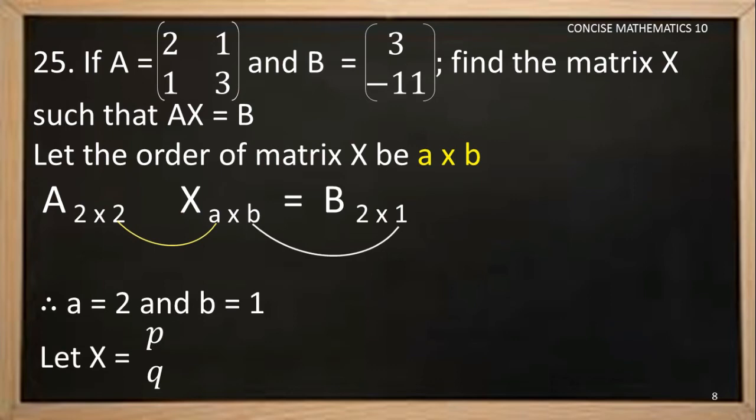So let us assume the elements of matrix X as p, q of the order 2 by 1, 2 rows, 1 column. Matrix A is given in the question. Matrix B is given in the question. By considering the condition AX is equal to B, now we have come to a conclusion that matrix X is of the order 2 by 1. Hence, let us find the product to know the elements of matrix X, that is p and q.